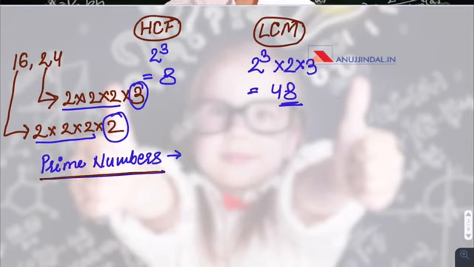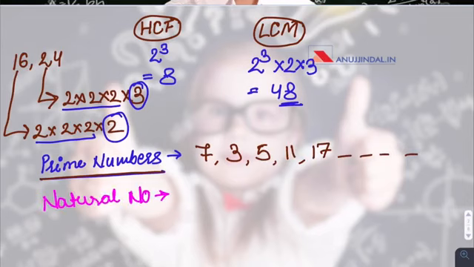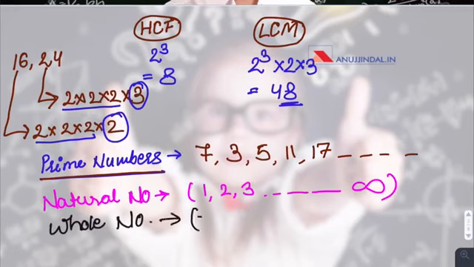Prime numbers. Prime numbers are numbers that are only divisible by 1 or themselves, like 7, 3, 5, 11, 17, and so on. Natural numbers. Natural numbers start from 1 till infinity. Whole numbers. Whole numbers are nothing but extended form of natural numbers. They start from 0. Otherwise, they're same as natural numbers. Just the difference is they start with 0.